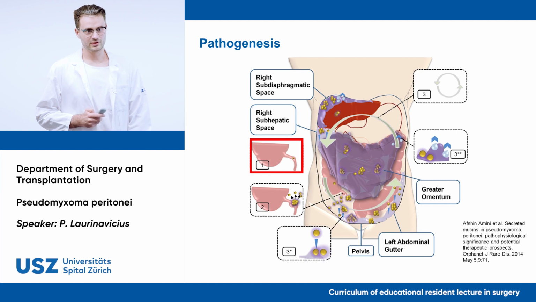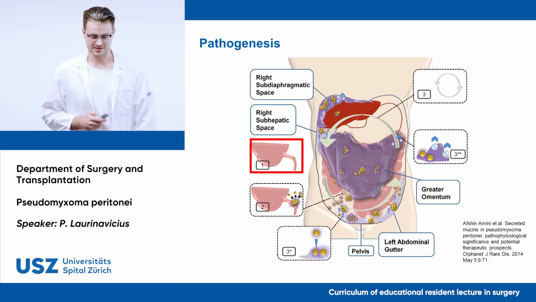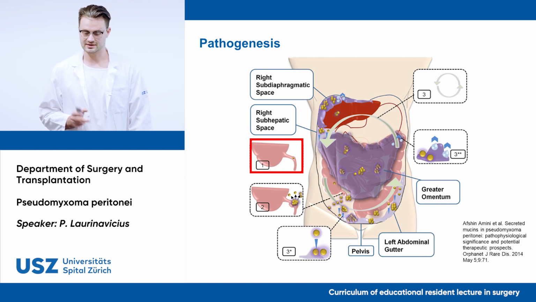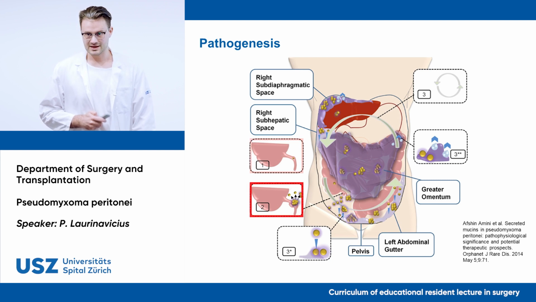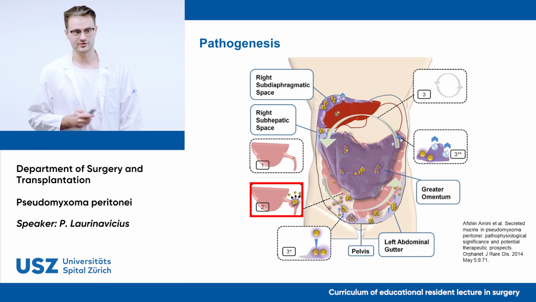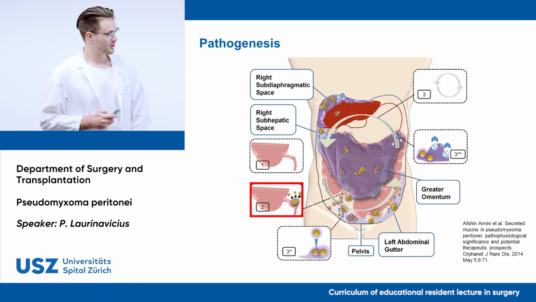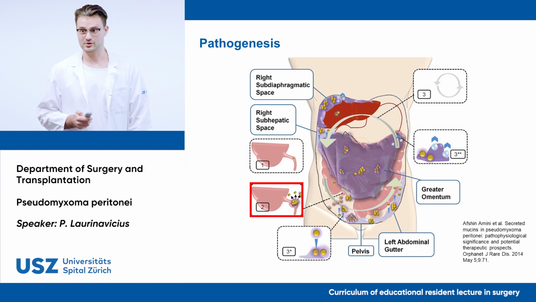Now I will briefly overlook the pathogenesis of the PMP. So the pathological process starts in the appendix with a neoplastic transformation of appendiceal goblet cells and the formation of a primary mucinous tumor. Secondly, the overproduction of mucin and the obstruction of the appendiceal lumen causes the development and subsequent rupture of a mucocele.